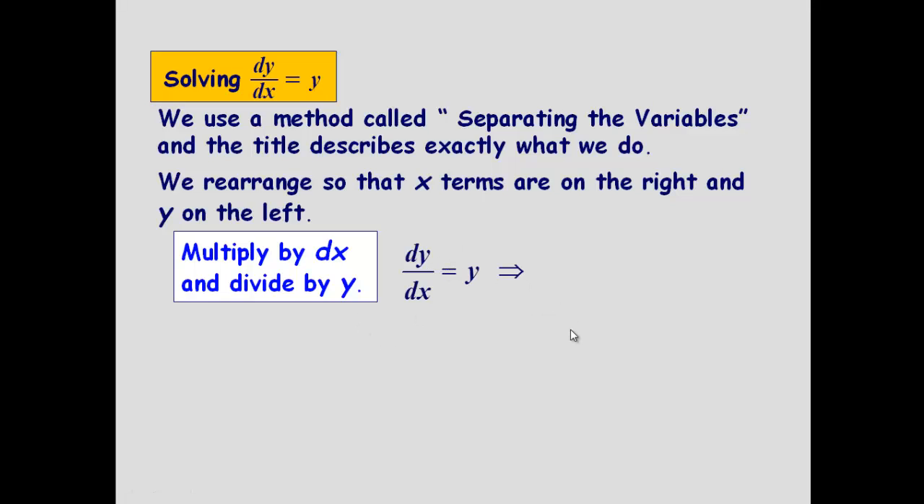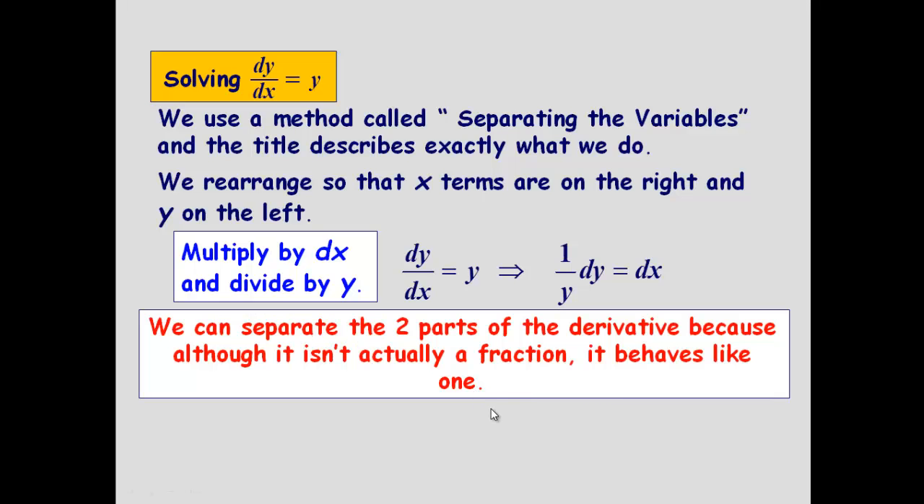So if we do that, the dx's cancel on the left and we get y dx here, and then if we divide by y, the y's will cancel on this side, so we're left with just dx, and we get dy over y, or 1 over y dy on the left. We're allowed to do that with dy/dx. We've done it before. We did it when we did the chain rule. Various other times we've manipulated dy/dx like that, because it does behave like that algebraically, even though it isn't actually a fraction.